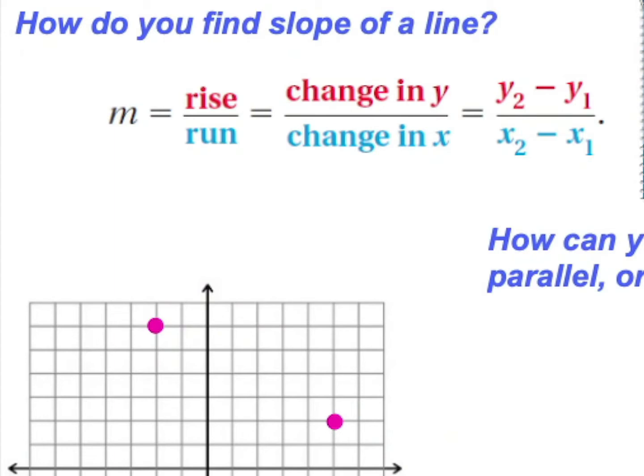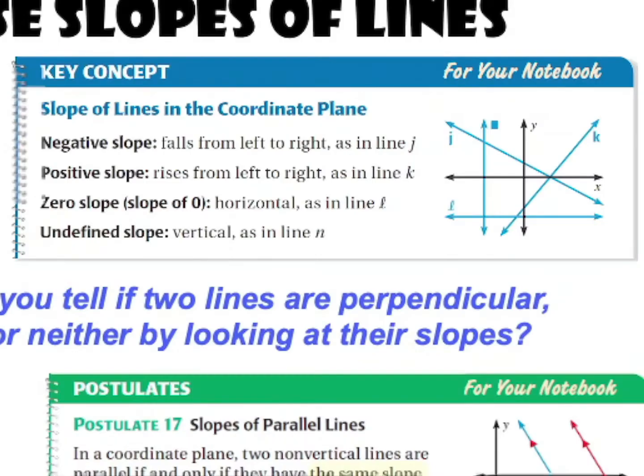So to find the rise, we take the y values and subtract them. To find the run, we take the x values and subtract them. And that is what you know to be your slope formula. Again, just as a little review, we always think about going from left to right when we're talking about slope.